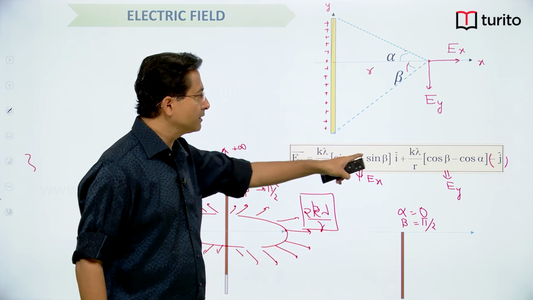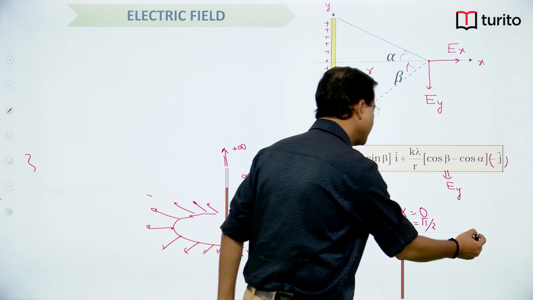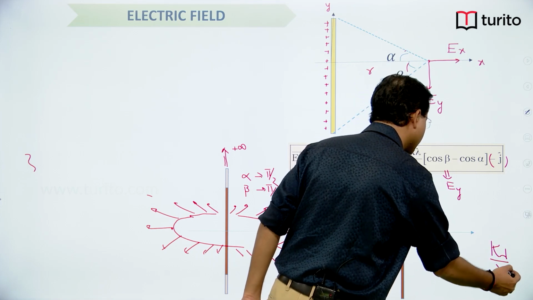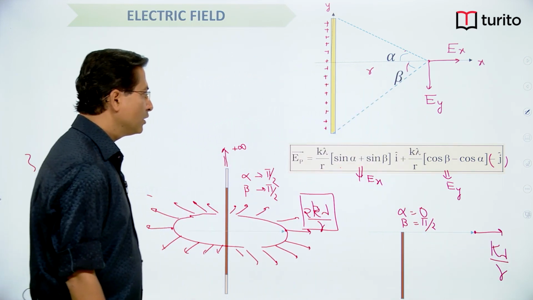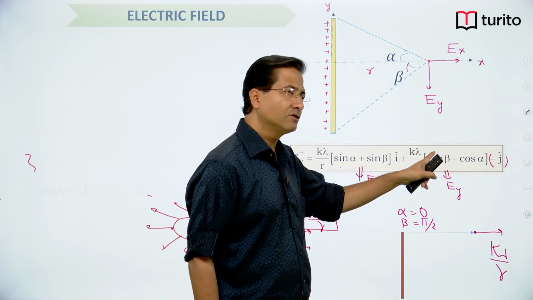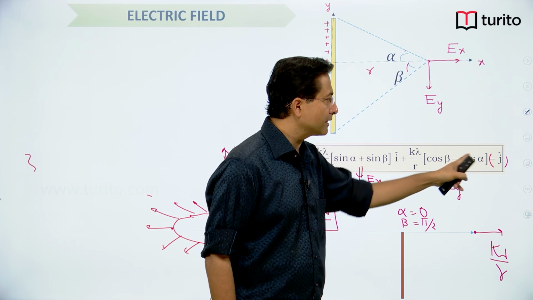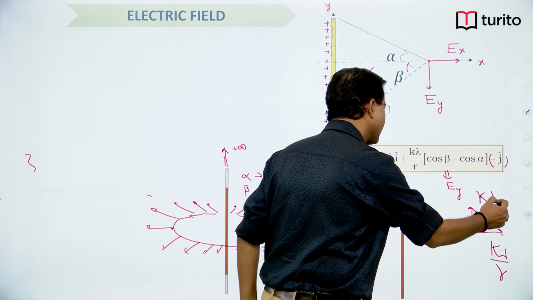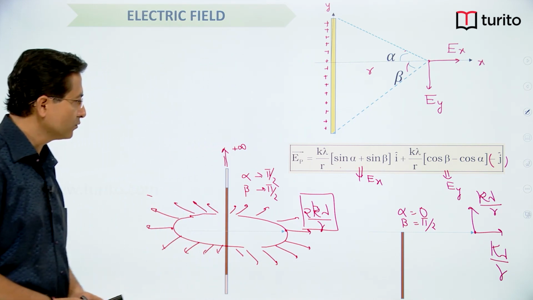So here you substitute alpha 0, beta pi by 2, then this quantity will be k lambda by r. So the x component of the field in this direction will be k lambda by r. That will be the x component at this particular point. What about the y component? Now if you substitute alpha is equal to 0 and beta is equal to pi by 2, this value will become 0, alpha is equal to 0, this value will become 1, and this minus and this minus will make it plus, and the value will be k lambda by r. So the y component will be k lambda by r.